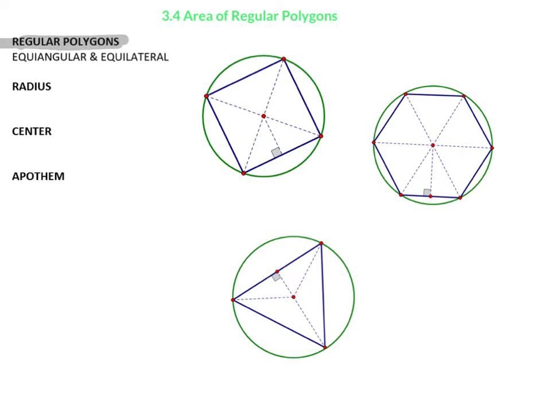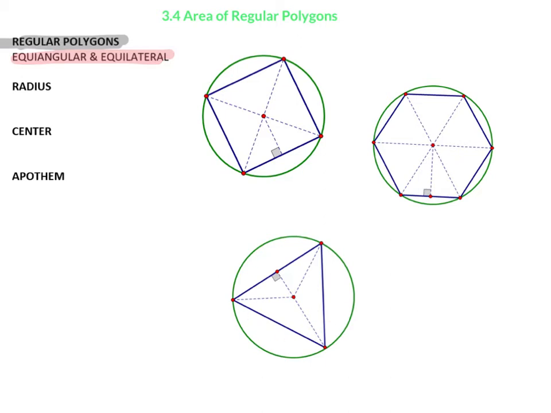To be a regular polygon, you need to be equiangular and equilateral. That would be a square, which is equiangular and equilateral. That would be an equilateral triangle. It would be a regular hexagon or heptagon, where regular means all of the angles are the same and all of the sides are the same. And the cool thing is that those types of regular polygons can be easily inscribed inside of a circle.